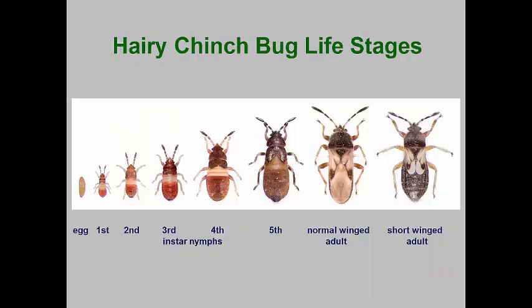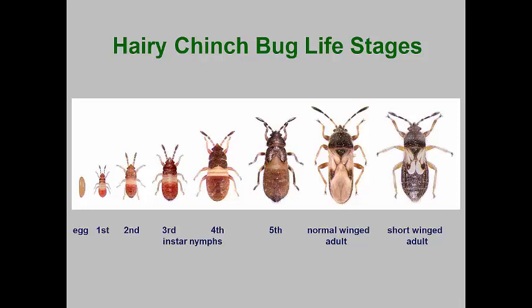All chinch bugs have a classic bug-style life cycle with egg, nymph, and adult stages. The nymphs undergo 5 instars. As you can see, the first 3 instars are orange with a white band across their backs. The fourth and fifth instars are more purple to gray in color.